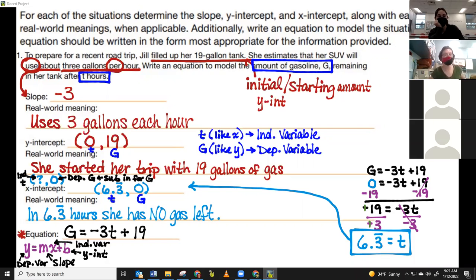Wonderful. Okay. I want to take this idea that we just did here, and I want to try it with another context. We're going to be finding the same things. We're going to be writing an equation. We're going to be finding our y-intercept and our x-intercept and our slope, and we're going to explain what they mean in real life. I'm getting ready to put that next one up. So if you need to grab a quick screenshot, go ahead. All right, here it comes.